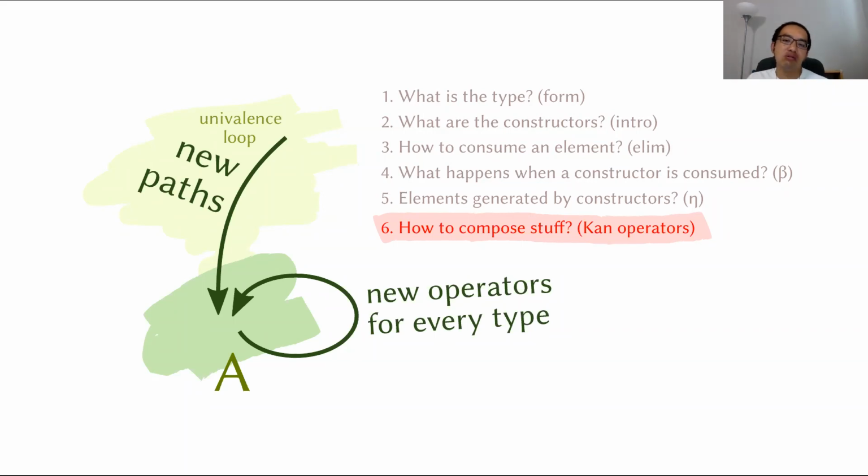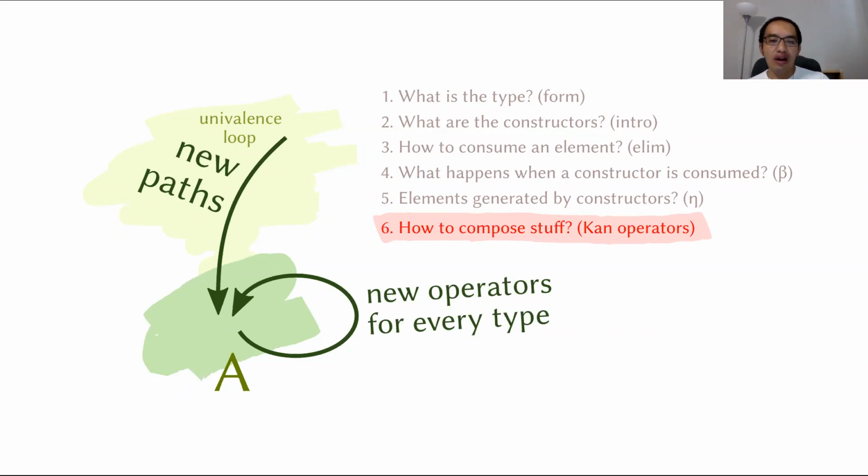And then how to consume the element or how to eliminate the element. For function types, it means that you can apply the function to an argument to get a result. So that's how you use or consume an element. So that's called the elimination rule.